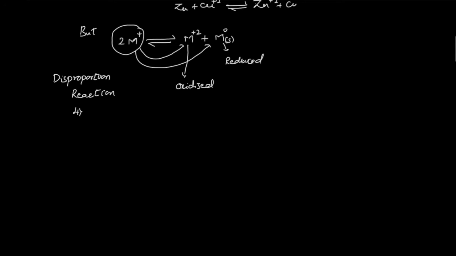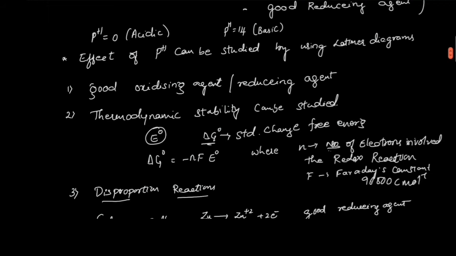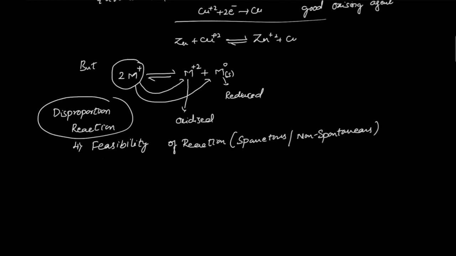And the fourth application is the feasibility of the reaction. That means whether the reaction is spontaneous or non-spontaneous can be identified by using these Latimer diagrams. What are the four different applications of the Latimer diagram? First, we can identify the oxidizing agent and the reducing agent. We can identify the thermodynamic stability, study the disproportionation reaction, and study the feasibility of a reaction by using Latimer diagrams.